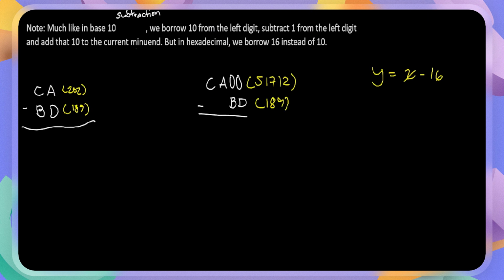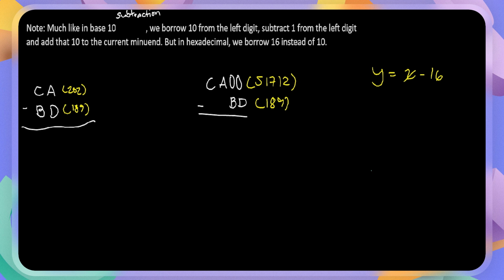Note, much like in base 10 subtraction, we would borrow a 10 from the left digit and then subtract 1 from the left digit as we borrow, and then we add that 10 to the current minuend. But in hexadecimal, we borrow 16 instead of 10. If you're not familiar with terms, I'll just show you what I mean.